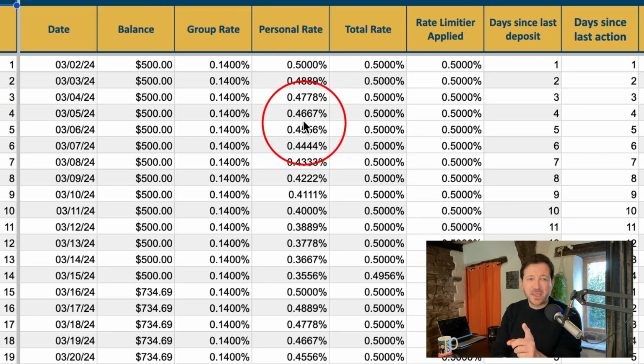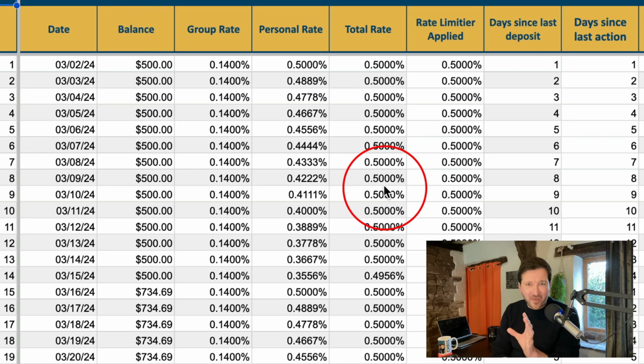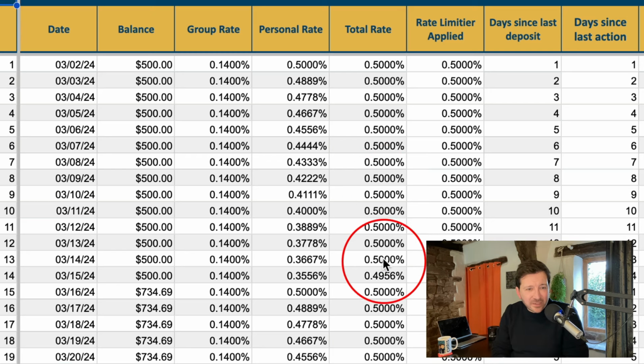That's the personal rate. But of course, we've got the group rate that we add to this to bump up to the total rate. So look, we've got the total rate here, 0.5, 0.5, 0.5, 0.5, 0.5. It's wonderful, right? Now let's scroll down to, I think it was day 14, when we deposited once a month, when the total rate began to fall. And at day 14, it just dips again to 0.49.